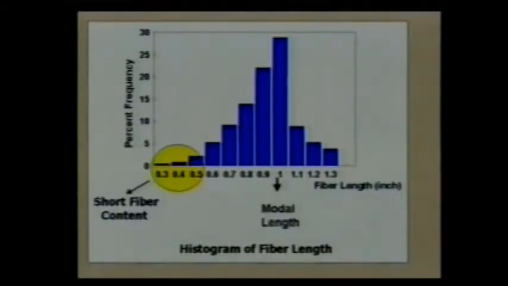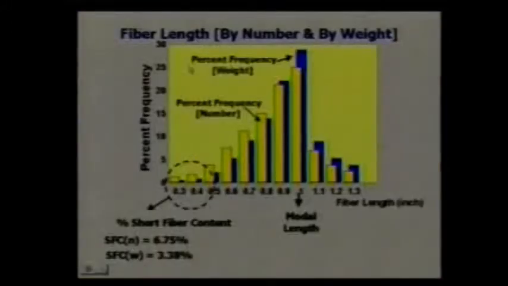You need to pay more attention to the graphical outputs of the AFIS. Here is the diagram by weight and the diagram by number. And you need to understand that if you look at short fiber content by number as compared to the short fiber content by weight, that the short fiber content by number will always be greater than the short fiber content by weight.